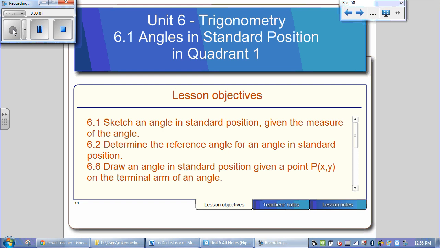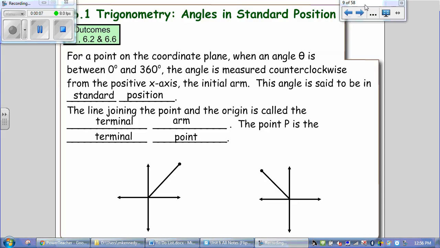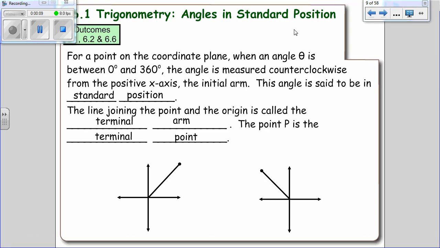These 2 lessons are a lot of definitions. Let's get things going. The first thing is to realize that we're going to start doing all of our trig on Cartesian planes. Oh, this is coordinate planes, same thing as Cartesian.